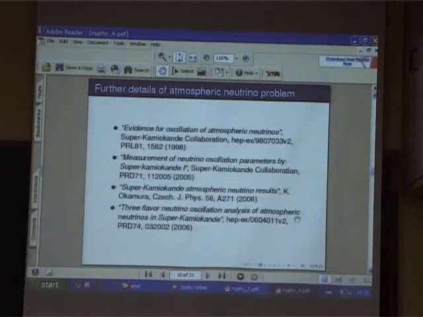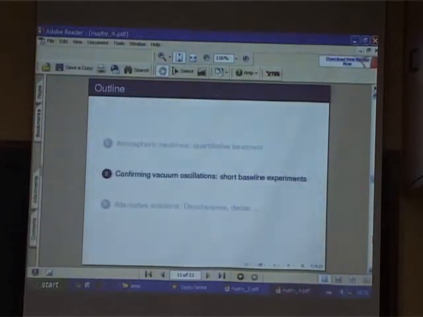This is the paper that does an analysis of atmospheric neutrinos with 3 flavors. So at this point, perhaps you don't need to read this paper, but I have it here for completeness. At some point, we have to come back and have a look at this paper, because that is again very important here. So this was the quantitative treatment of atmospheric neutrinos.